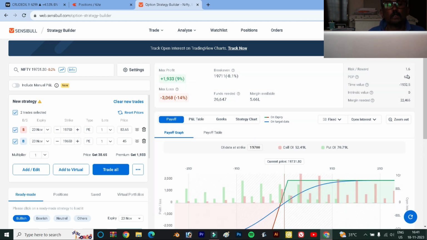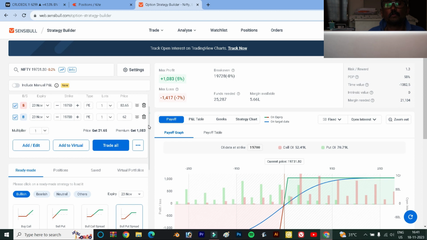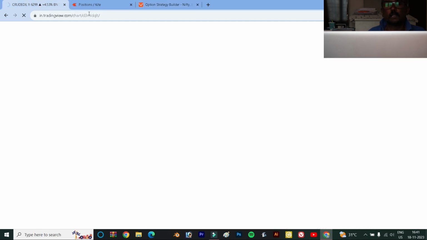So what we will do, we'll check how much we will increase. If we increase this, the maximum loss is reducing. Here the probability of profit is 65%. Then if you increase one more, see, here it is 62. Maximum loss is reduced and the maximum profit also reduced to 9%. If you increase one more, the maximum profit and maximum loss are reduced, and the probability of profit is reduced to 58%. Like that we can go.